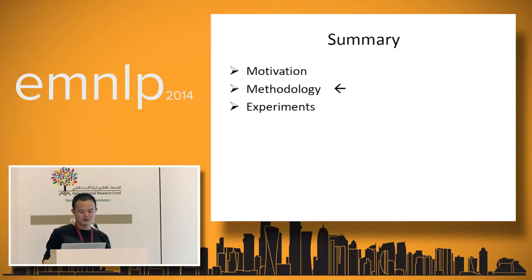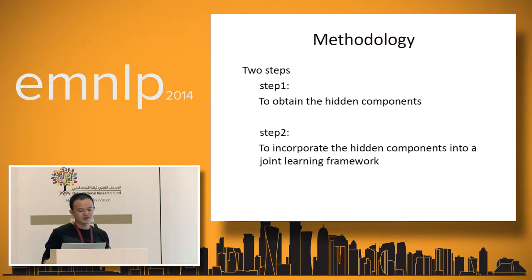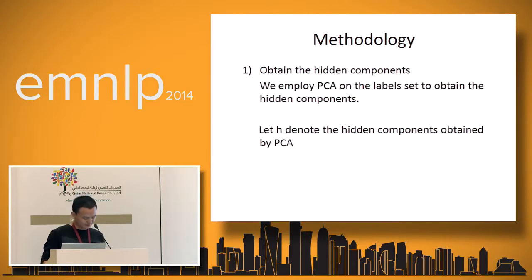Let me introduce our methodology. Our method consists of two steps. Step 1, to obtain the hidden components. And step 2, we incorporate the hidden components into the joint learning framework. In step 1, I think this step is very simple and straightforward. We employ PCA on the label set to obtain the hidden components because PCA is very popular and powerful.